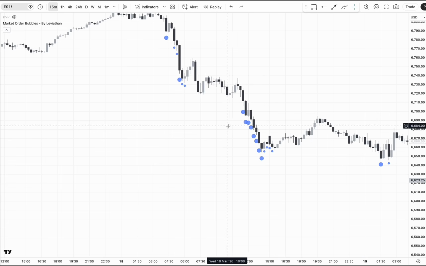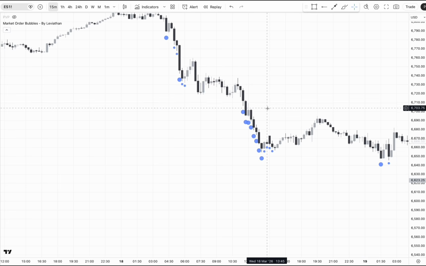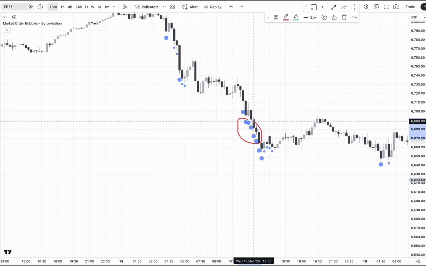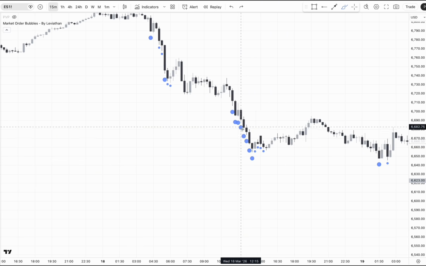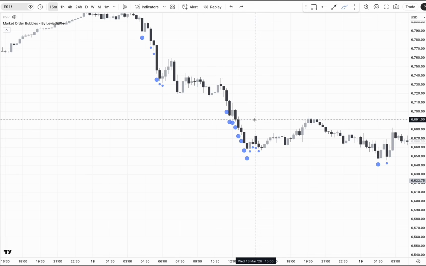I would like to warn you against entering randomly without checking for strong levels and just seeing the market order bubbles and immediately thinking of it as a signal to enter the trade. As you can see right here, you could have been longing and buying all the way down to this point right here. So it's not a 100% win rate indicator. I actually have never seen 100% win rate indicators. This probably doesn't even have 50% win rate. You need to make sure that you are using it in a correct way.